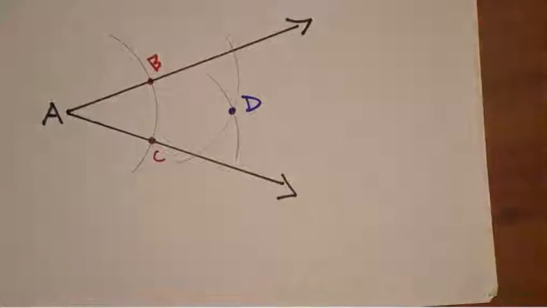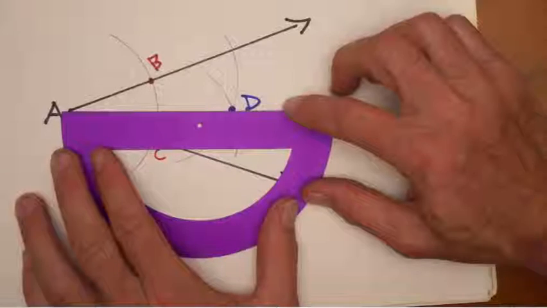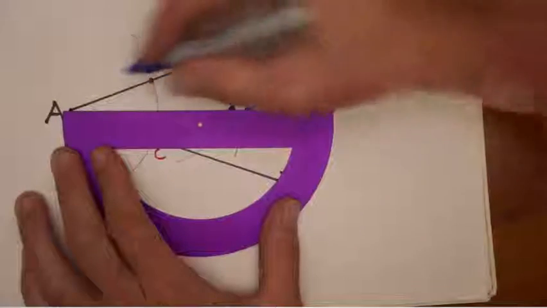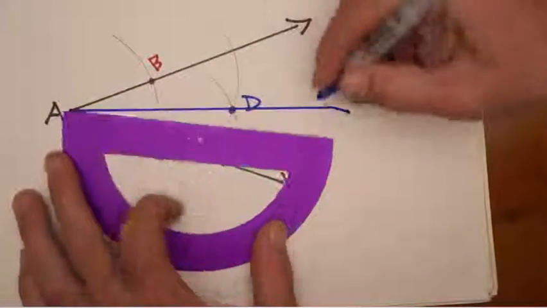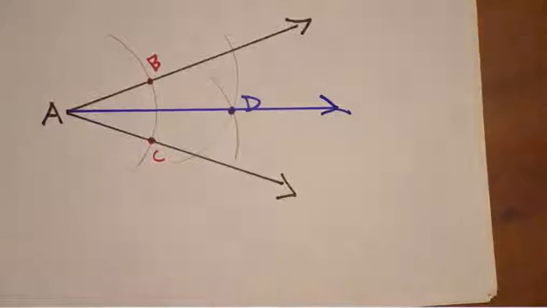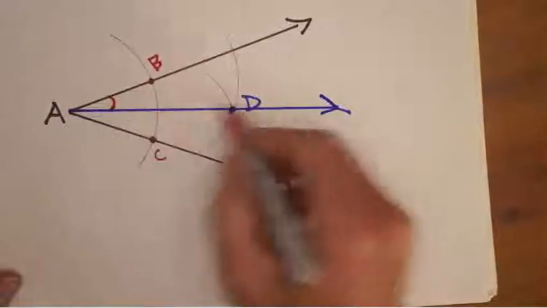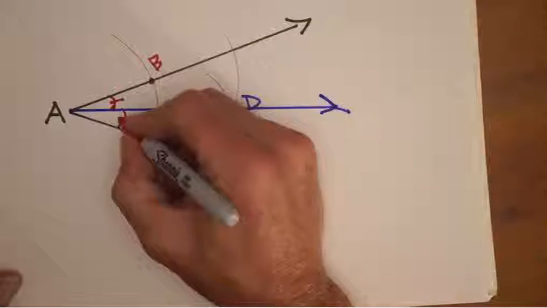We're now going to use our straight edge, and as you can probably guess, we're going to go from point A through point D and create another ray, and that ray would be the angle bisector that bisects angle BAC into two smaller congruent angles. I'll show that with a congruent sign: angle BAD is congruent to angle CAD.